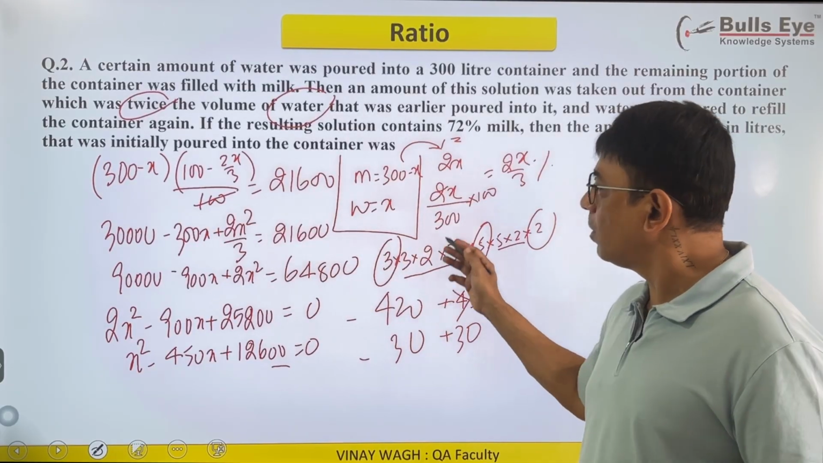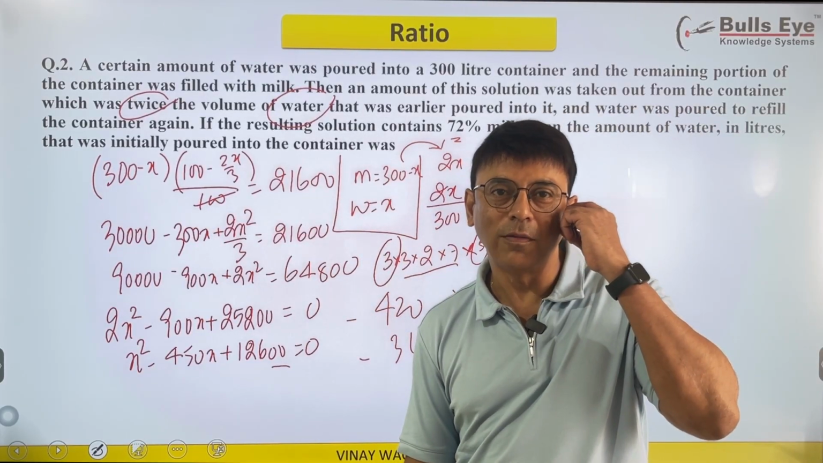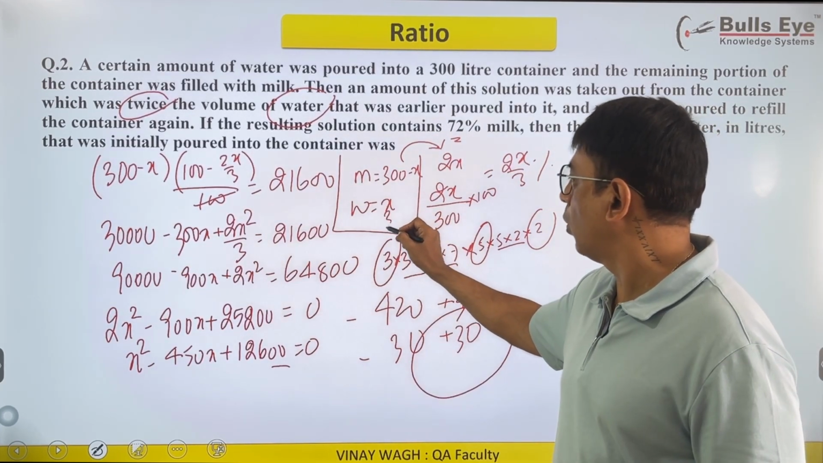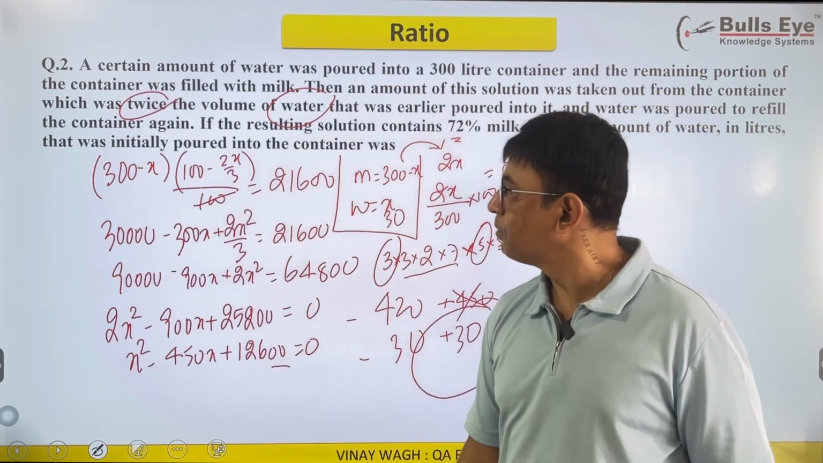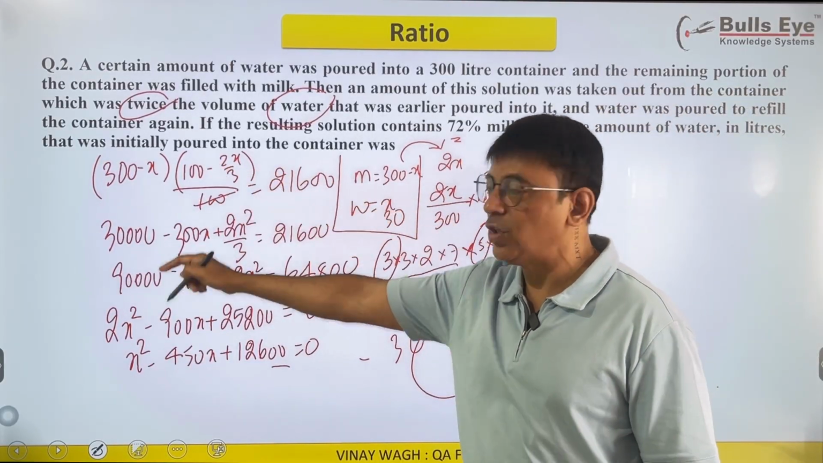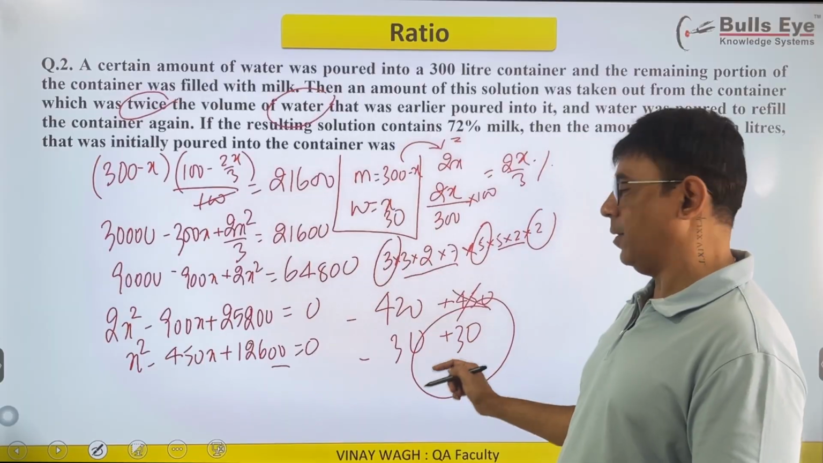450 is absurd because total itself is 300. How can we have water as 450? So 30 is the quantity of water that we had initially, and that's what they asked. Then the amount of water in liters that was initially poured in, the answer is 30.